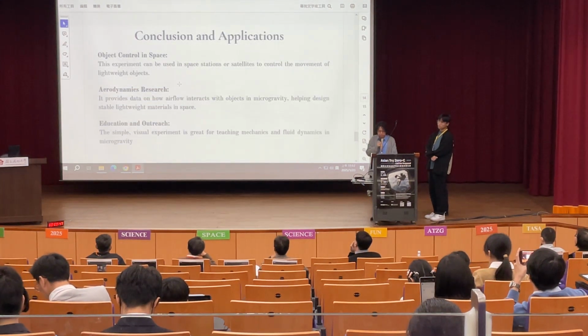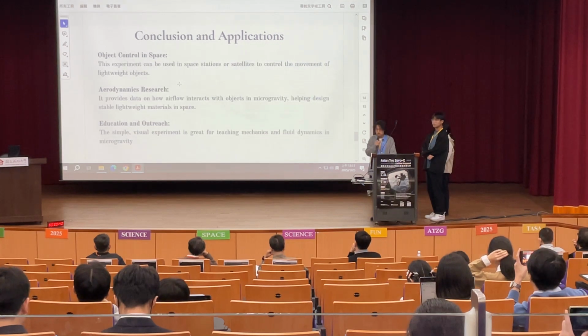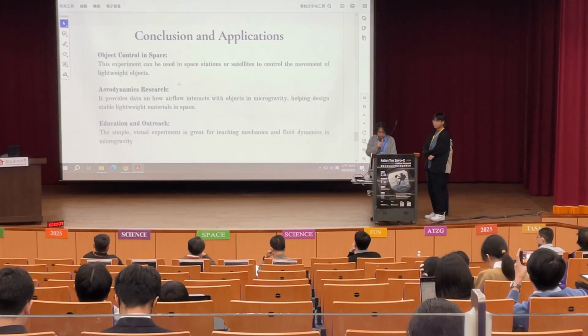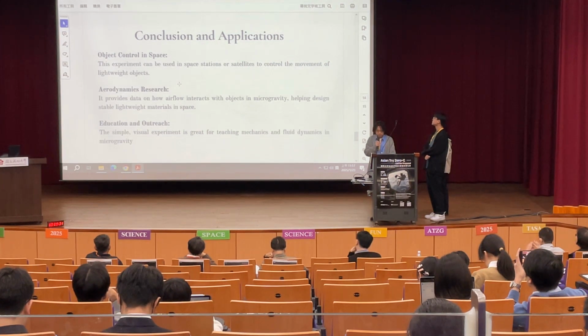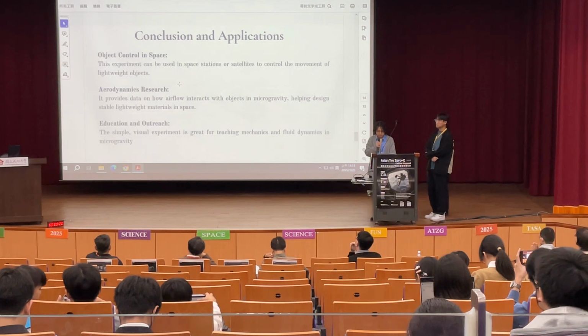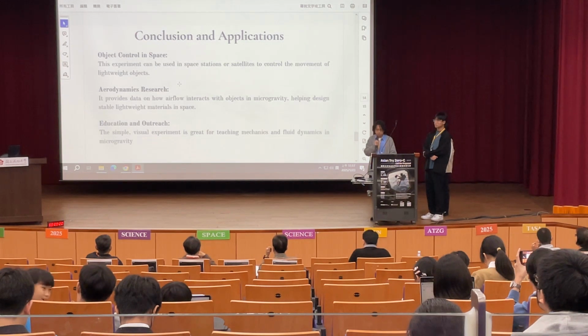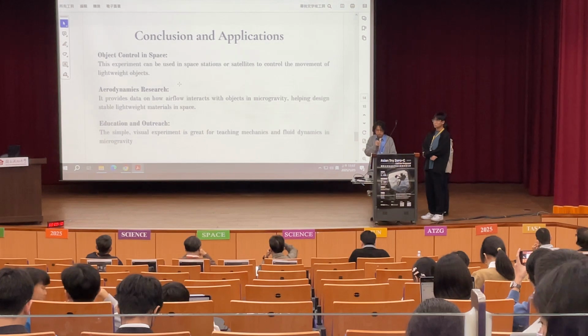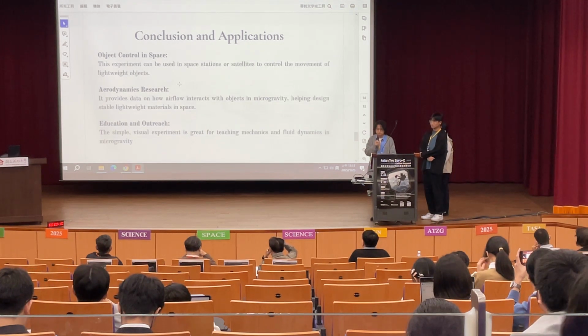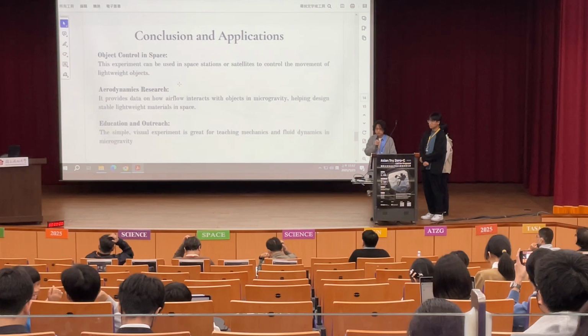As for the conclusion and application of this study, we firmly believe that our findings can advance the ability to control motion of lightweight objects in microgravity environments. The data gathered from this experiment might also serve as valuable insight for designing lightweight materials or structures that operate stably in space. Most importantly, this simple yet intuitive experiment aims to ignite curiosity and inspire a passion for space exploration, offering an accessible way to engage with science and engineering.